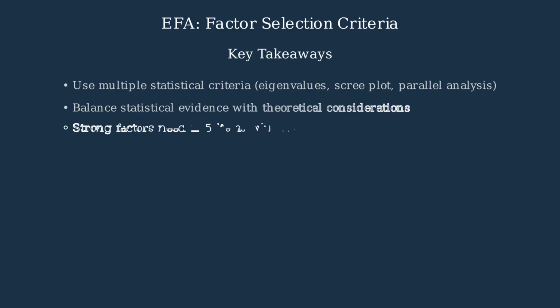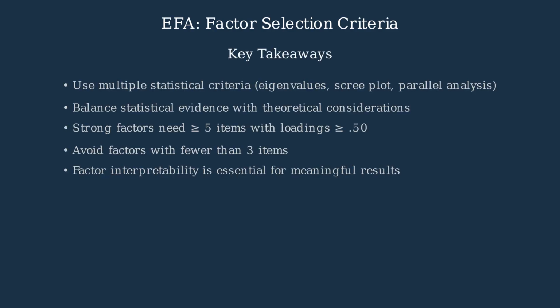To summarize, when selecting factors in EFA, use multiple statistical criteria, including eigenvalues, scree plots, and parallel analysis. Balance statistical evidence with theoretical considerations. Aim for strong factors with at least 5 items loading at 0.50 or higher. Avoid weak factors with fewer than 3 items, and ensure your factors can be meaningfully interpreted within your research context.